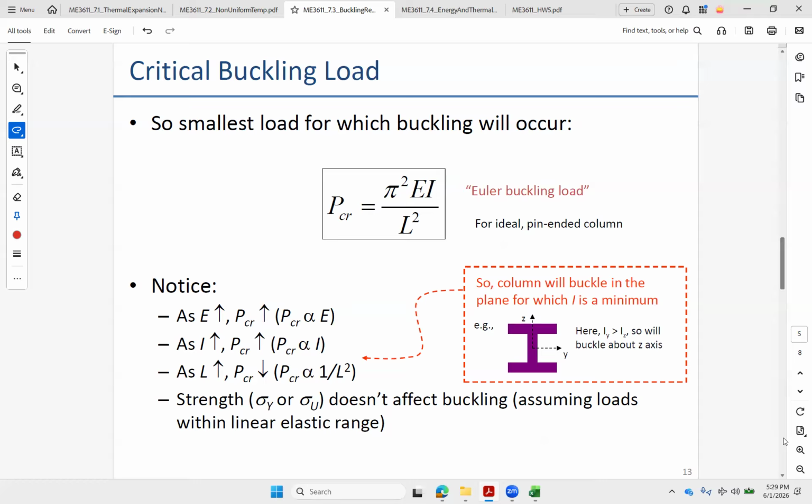So length is the most important term in there, with E and I being linear importance and L being a square importance. L makes the buckling load go down. It's easier to pop it out of plane, and E and I go up.